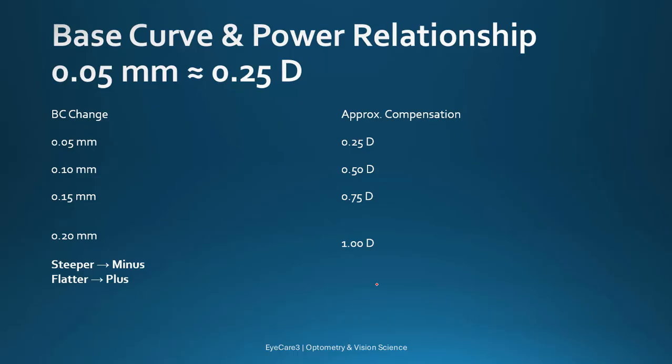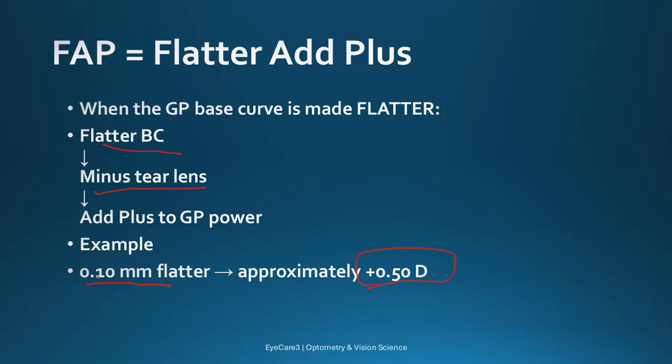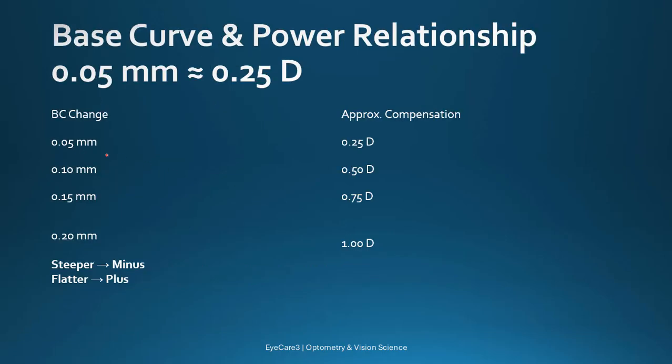To understand how I'm saying that 0.1 millimeter is equivalent to 0.50 power, we use a rule which states that a 0.05 millimeter change in base curve is approximately equivalent to 0.25 diopter power of the tear lens. So if we double that to 0.10, it will become 0.50. And you must remember that if you fit the lens steeper, then the power that you add into the final power must be negative, and in case of a flatter lens, this power is positive.